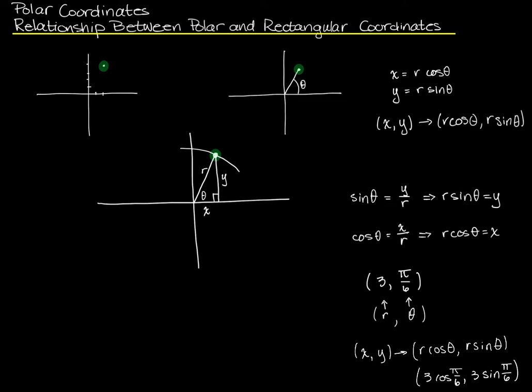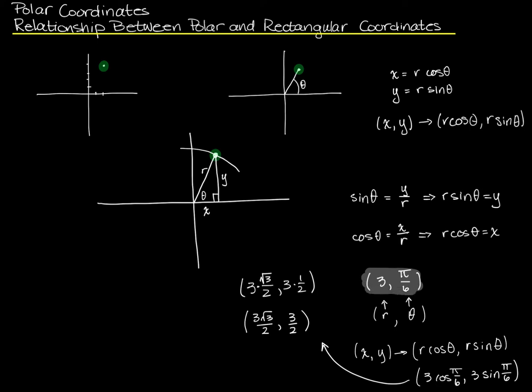Now, I know what the sine and cosine of pi over 6 are, so that means I'm going to have 3 times cosine of pi over 6, which is root 3 over 2, comma, 3 times the sine of pi over 6, which is 1/2. So in rectangular coordinates, this point is at (3 root 3 over 2, 3 over 2). So these two points are equivalent, (3, pi over 6) and (3 root 3 over 2, 3 over 2).